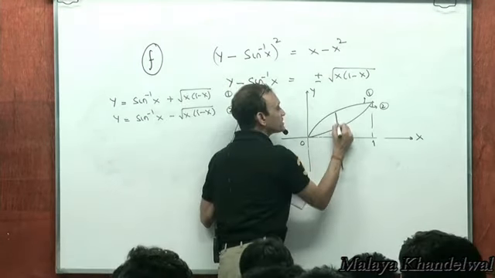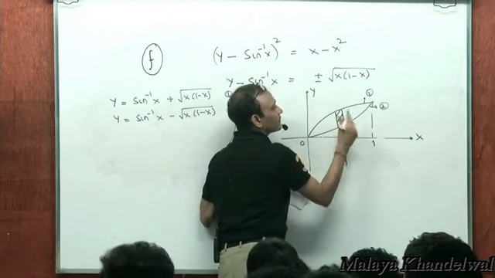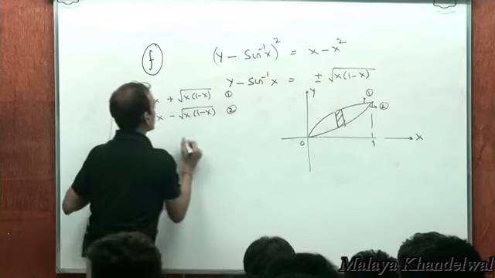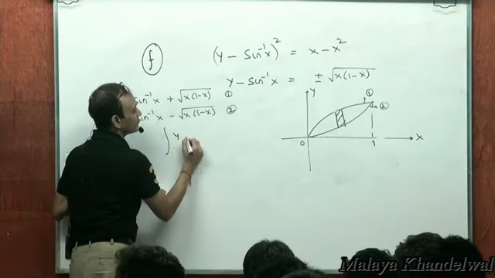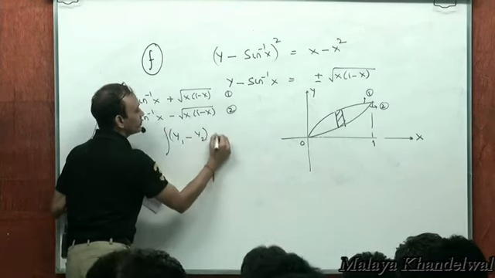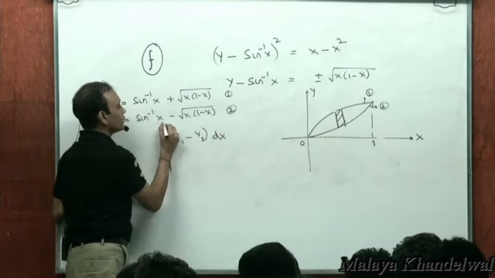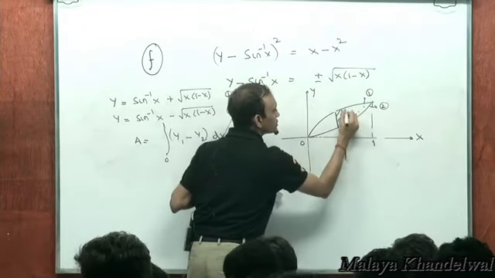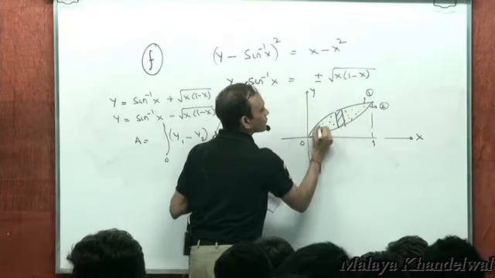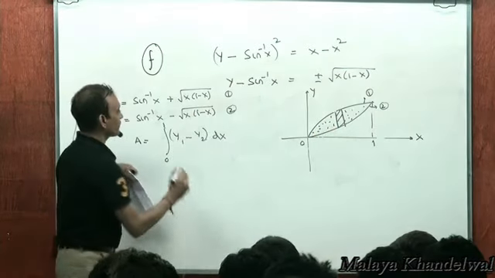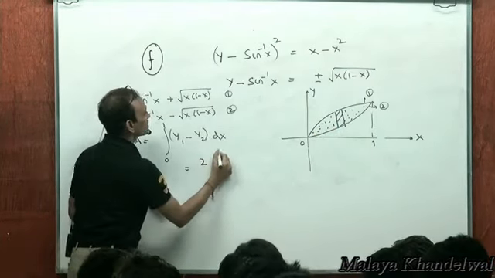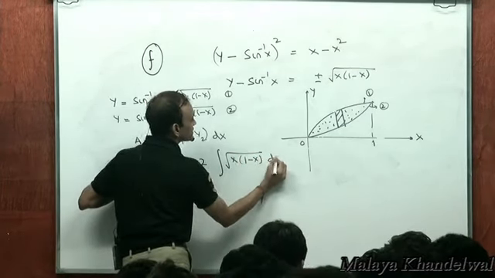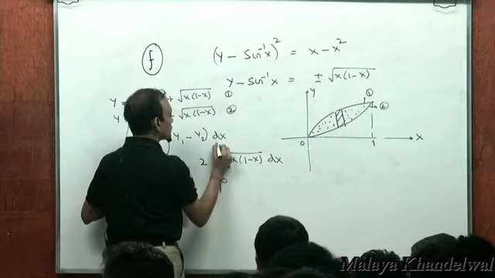We look at strips of this kind, which is y1 minus y2 into dx. So y of curve 1 minus y of curve 2 into dx, where x runs from 0 to 1. That will be the required area of this dotted region. y1 minus y2, which is twice root x into 1 minus x dx, x runs from 0 to 1.